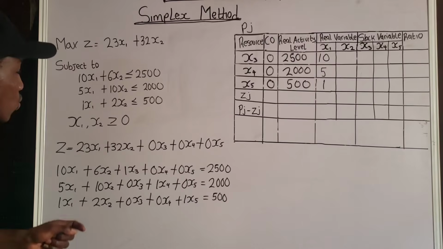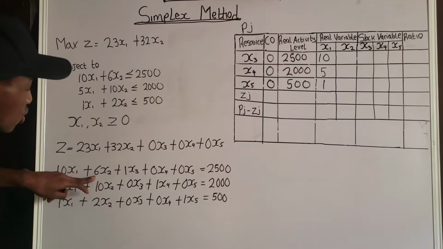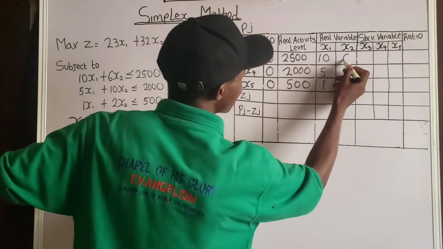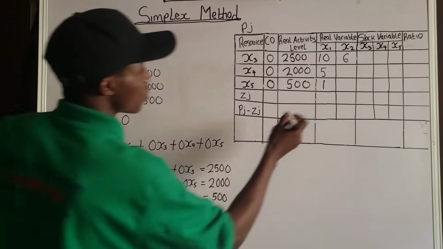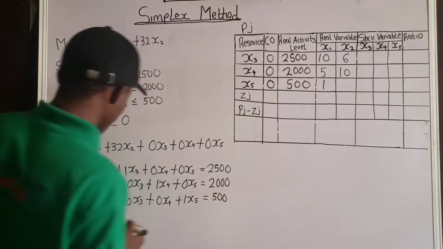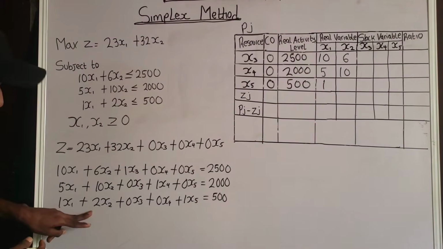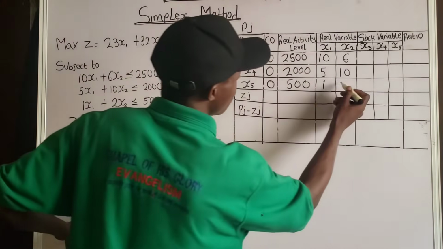Okay, let's move to x2. The coefficient of x2 in constraint 1 is 6, so I'm going to have 6. The coefficient of x2 in constraint 2 is 10, so I'm going to have 10. The coefficient of x2 in constraint 3 is what? 2. So I'm going to have 2.